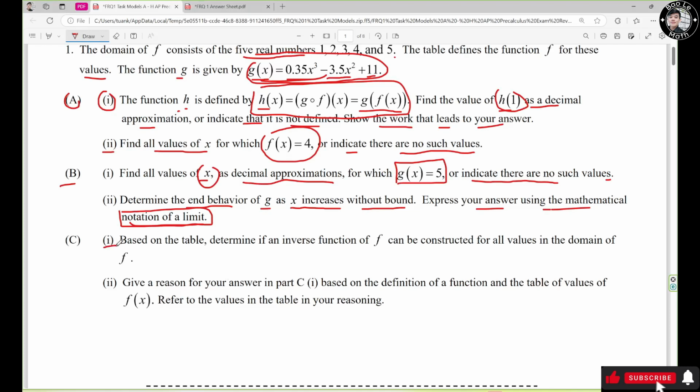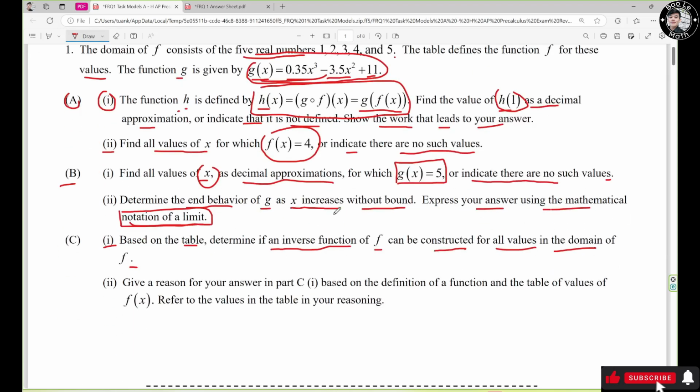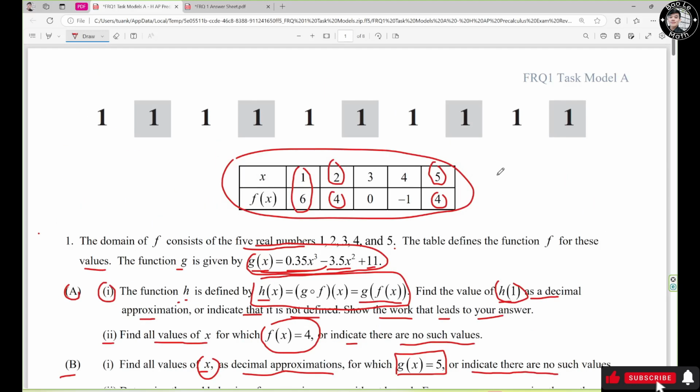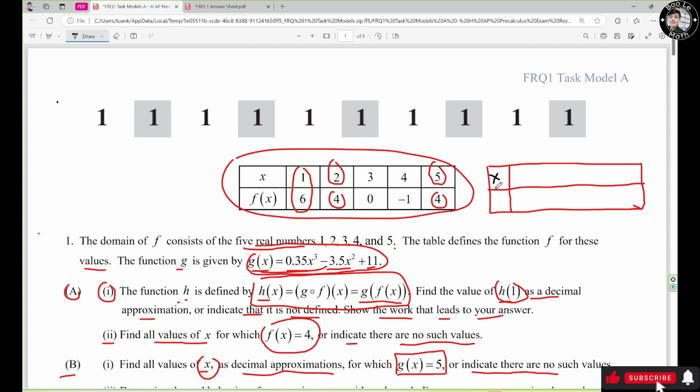Question C1. Based on the table, determine if an inverse function of f can be constructed for all values in the domain of f, right? Show the function of f right here. Alright, now the best way to do this problem is sketch the new table, right? So I have the new table right here. So you have this one is s and this one f inverse of s.